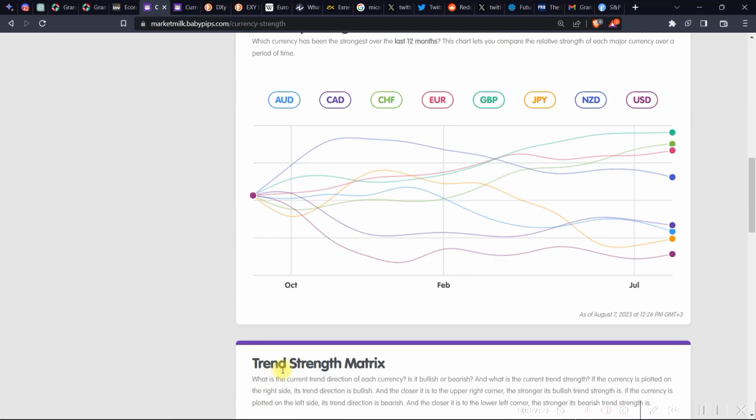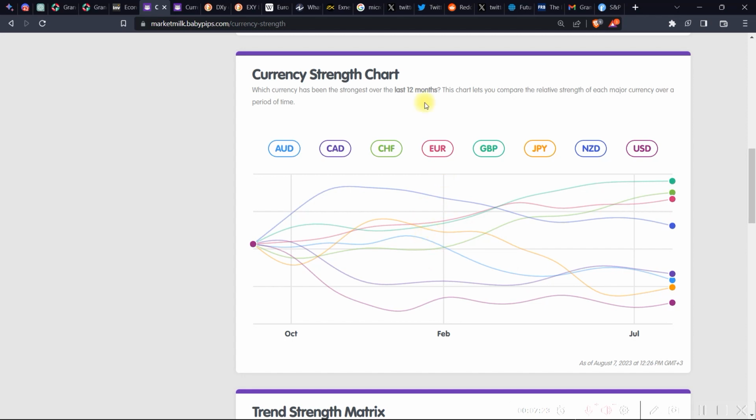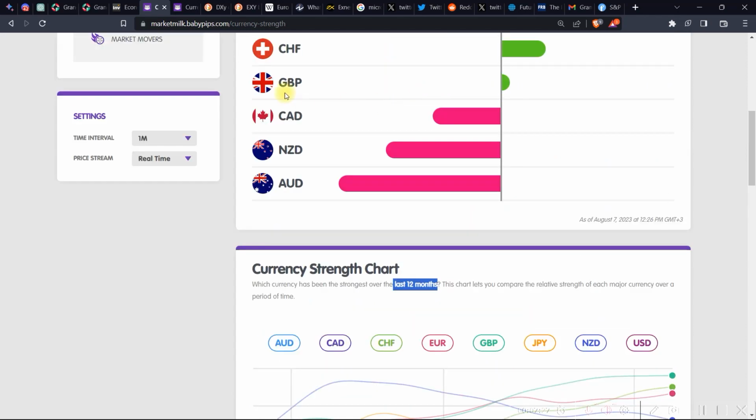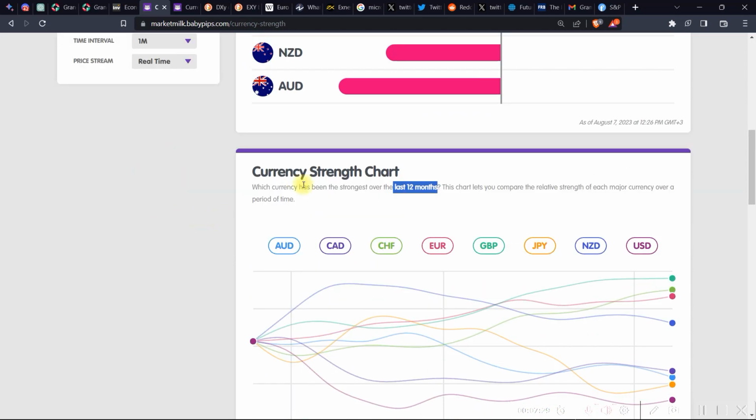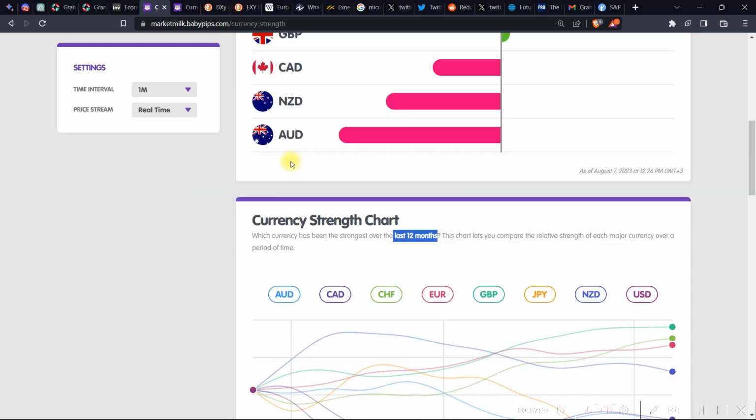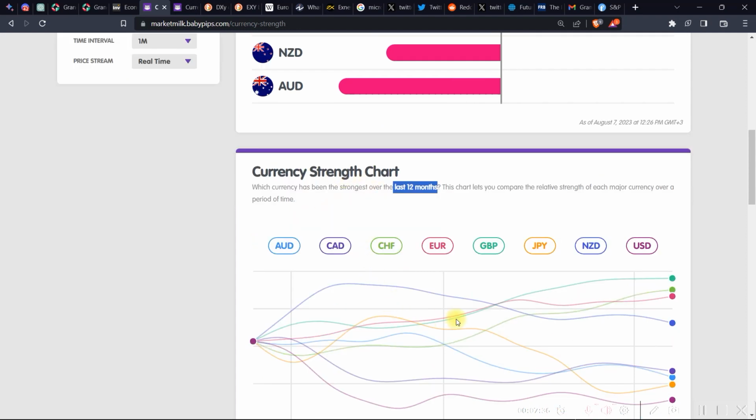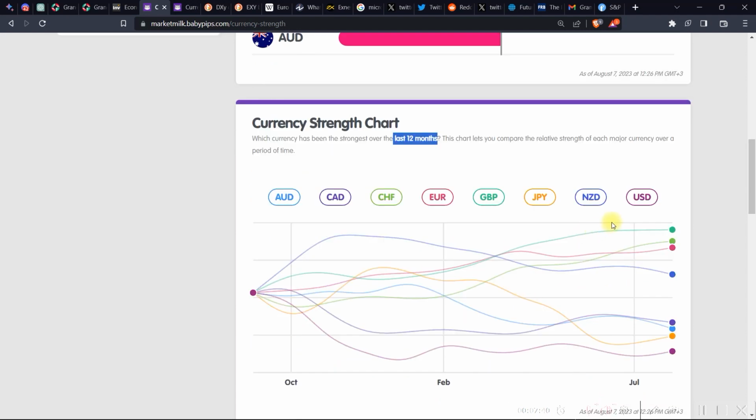Looking at this chart now, it has also updated itself. This is showing the last 12 months. Remember when this was daily, it was showing the last 30 days, but now this chart is showing the last 12 months. You can see the CHF here, a steady uptrend, the US dollar here kind of weakening, the JPY kind of was weakening, now it's gaining strength.